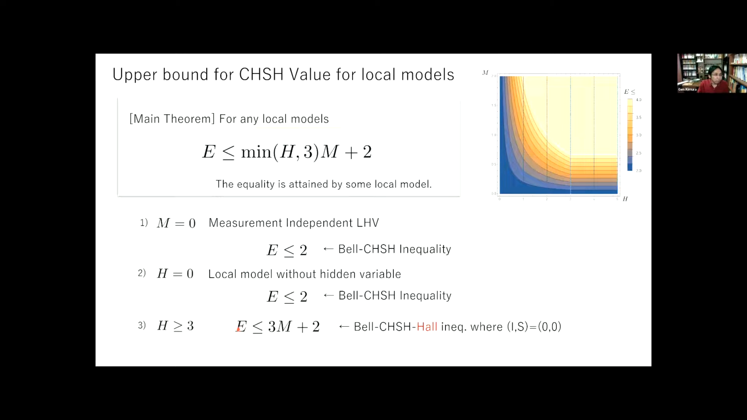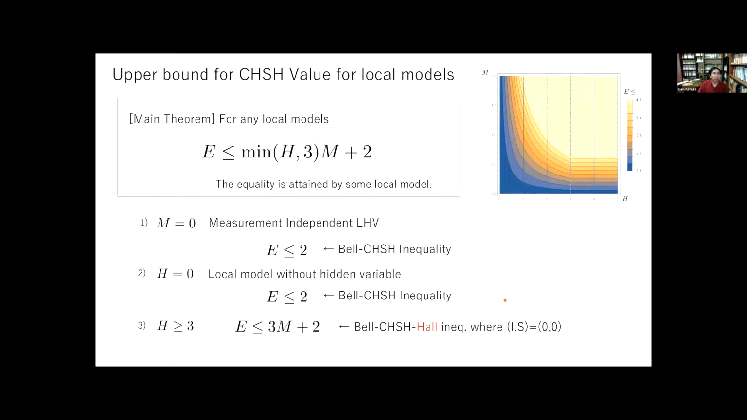And interestingly, the structure of the dependence on H disappears when H is greater than 3, or the number of hidden variables is greater than or equal to 4. And the result is this one, because this is 3. And this coincides with Hall's inequality by putting IS equal to 0, namely the models of the local deterministic model. But this does not mean that our result is just a corollary of Hall's inequality.